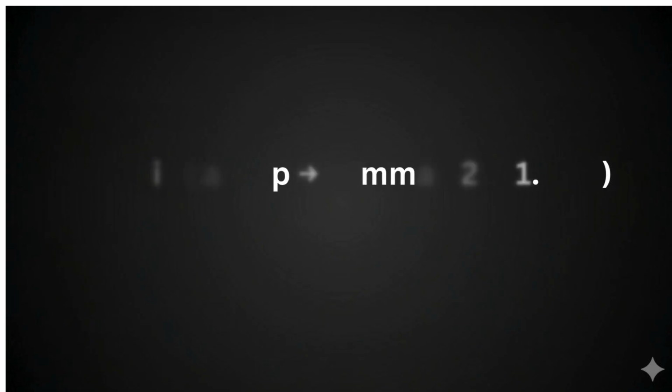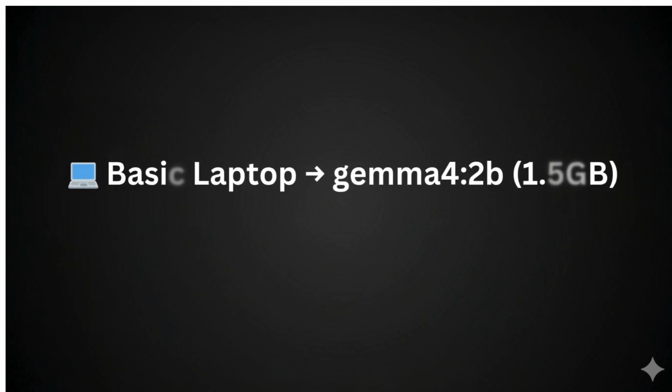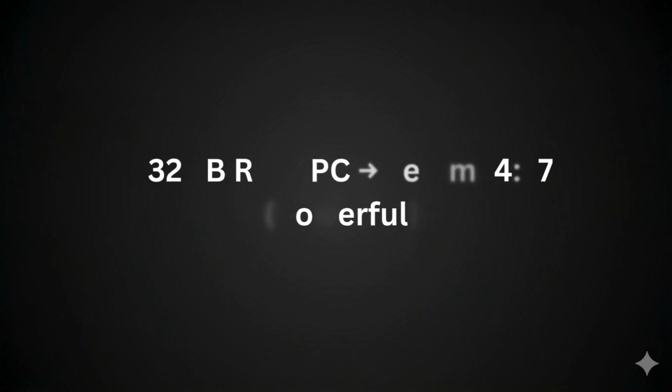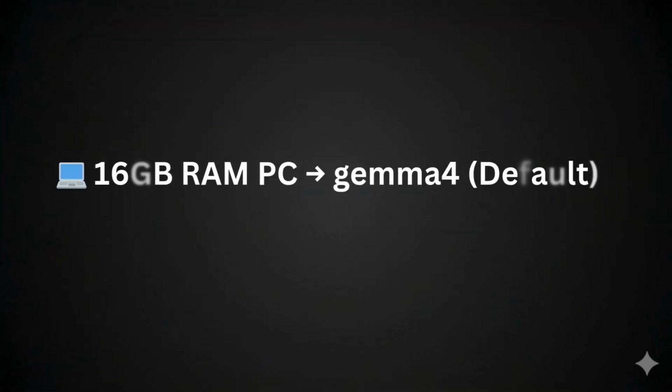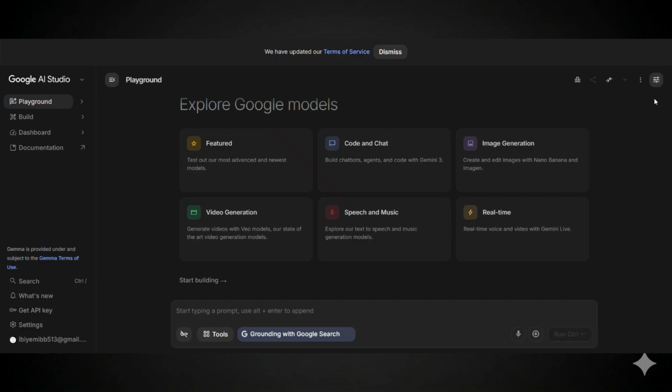I recommend starting with the 2B version. It's only about 1.5 gigabytes and it runs smoothly even on basic laptops. If you have a stronger PC with 16 gigabytes of RAM or more, you can go bigger. One important tip, type it exactly as you see here, no space between Gemma and the colon. Add a space and it won't work.